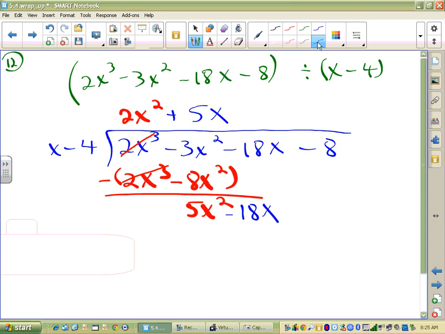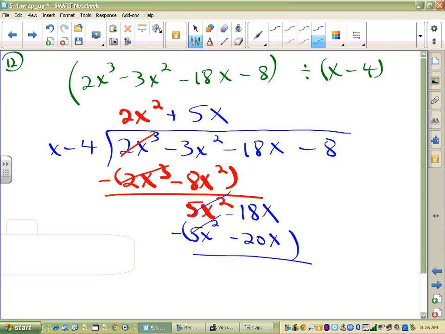So when I multiply here, I get 5x times x, which gives me 5x squared. And 5x times negative 4 gives me negative 20x. And again, I subtract, and I like to have parentheses so I can keep track of stuff. So the 5x squareds cancel. Again, everybody's good with that.